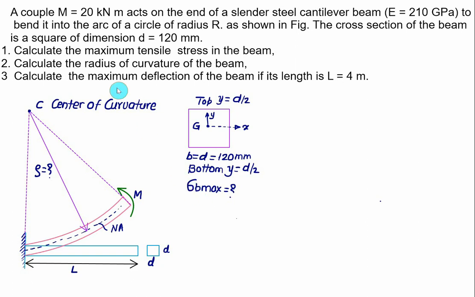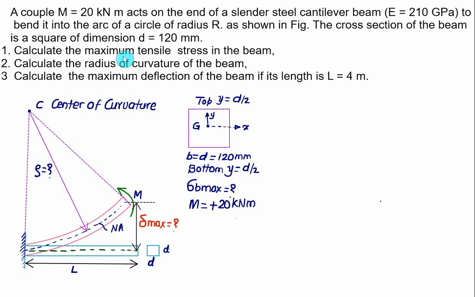And third, we have to calculate the maximum deflection of the beam, so we need to calculate the value of delta max also. So these are the requirements for us: one is the bending stress, one is delta max, one is the radius of curvature. The value of M is given to us. Since we have sagging here, M will be taken as positive, so M is equal to 20 kilonewton meter.